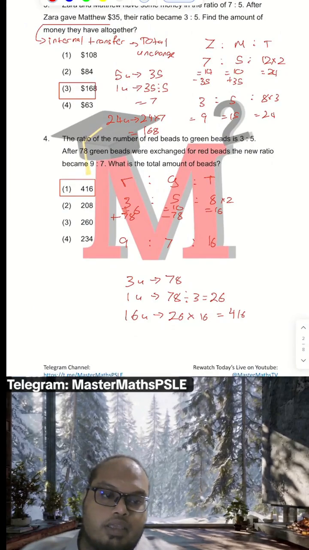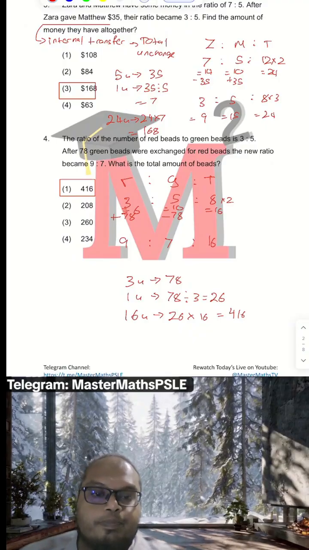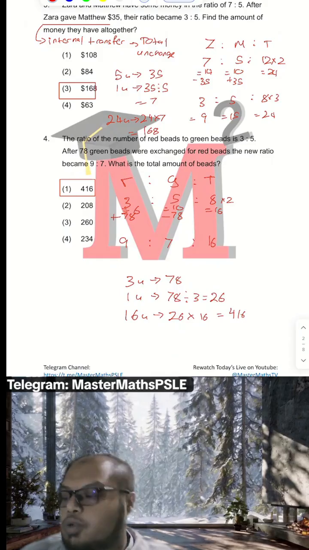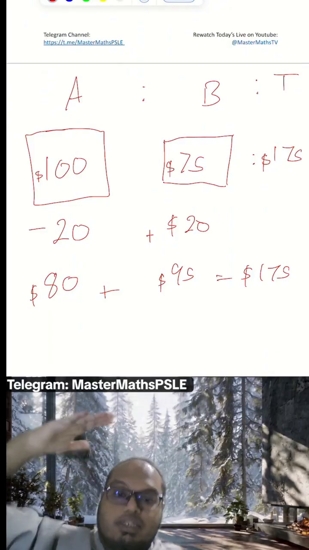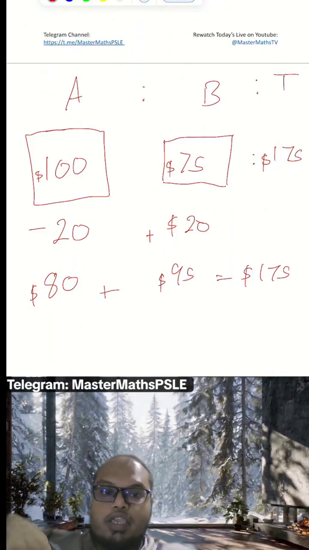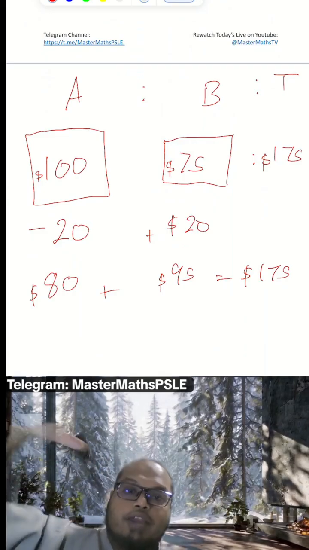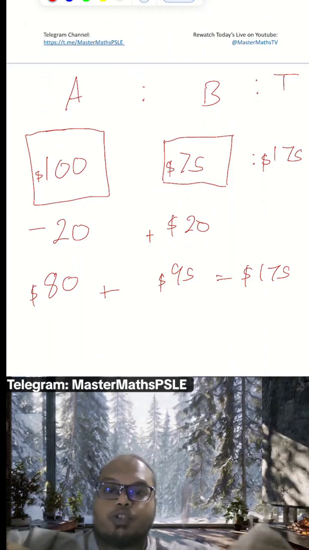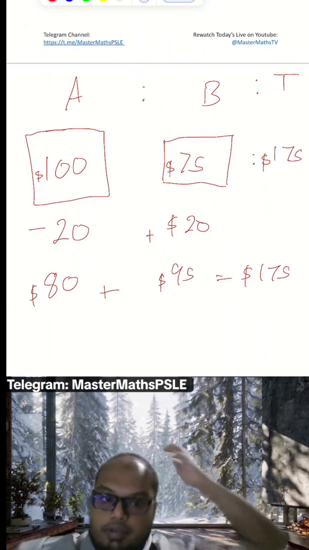Alright, which part? Do you understand why the total remains the same, based on the example that I did just now? From this example, when you have a total increase and decrease, the total remains the same. Like this example here: 100 becomes 80, 75 becomes 95. Minus 20, plus 20. The total is still 175. Okay?